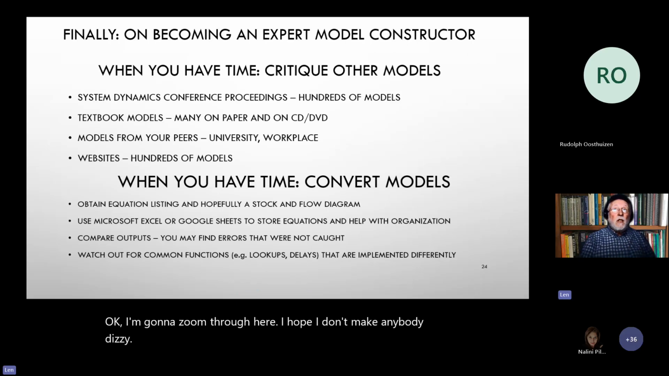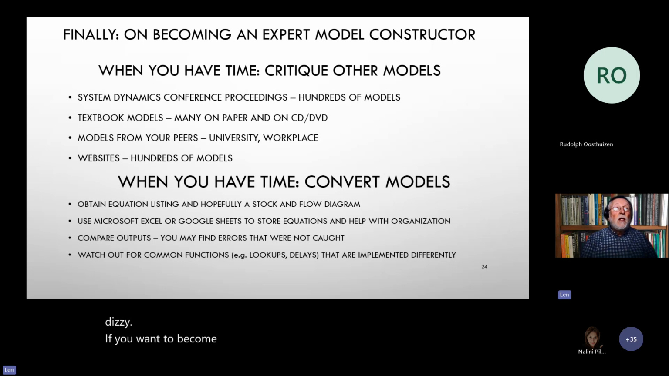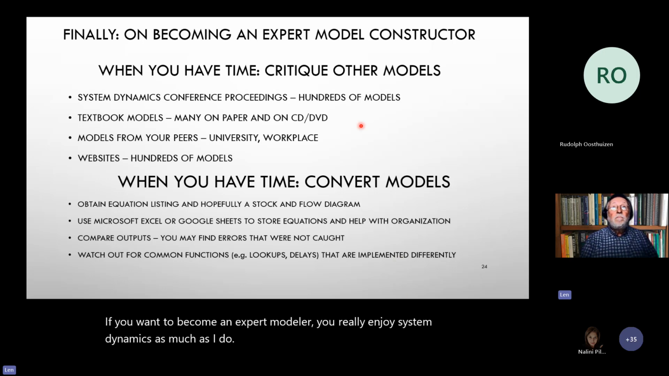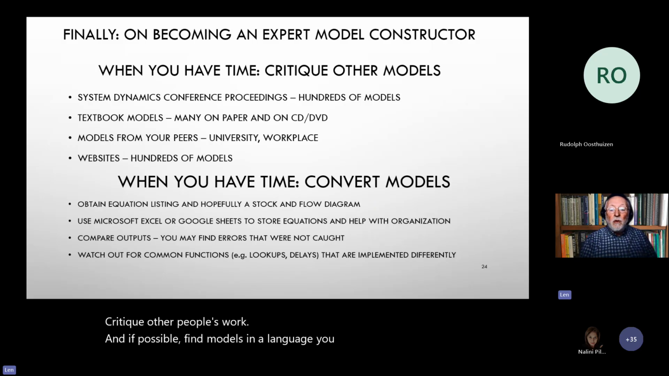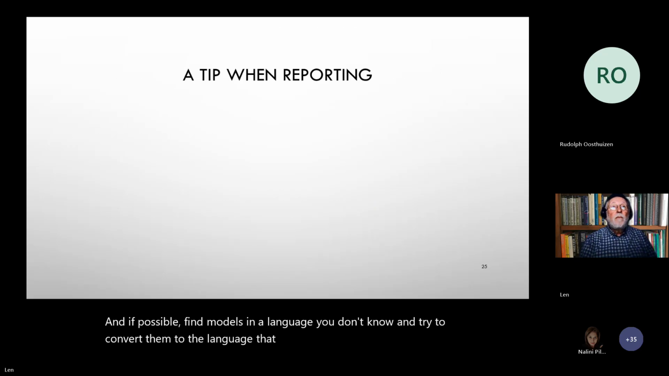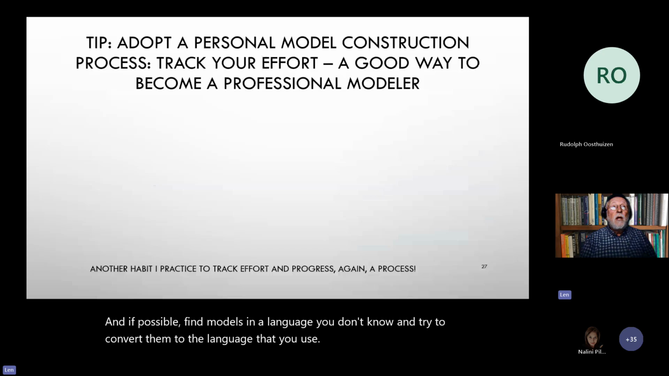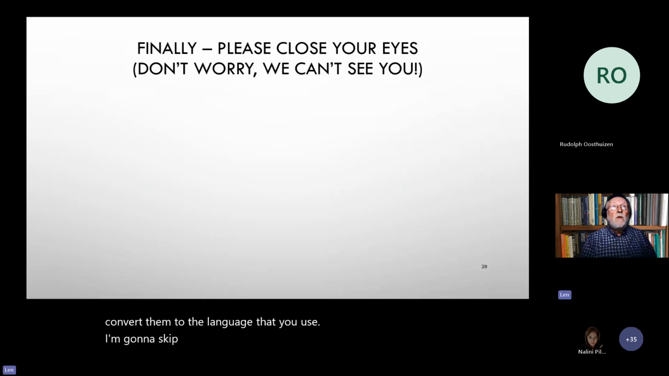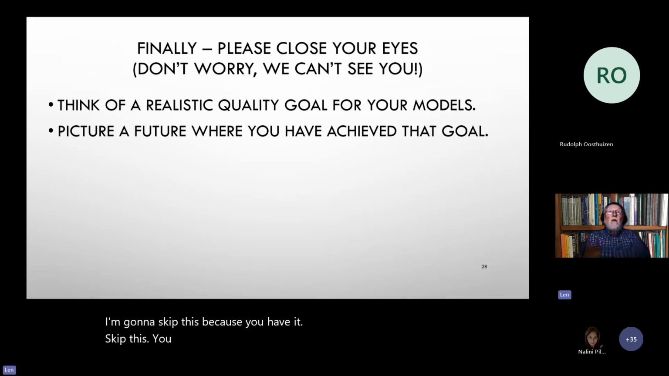If you want to become an expert modeler, if you really enjoy system dynamics as much as I do, critique other people's work, and, if possible, find models in a language you don't know and try to convert them to the language that you use. I'm going to skip this because you have it. Skip this, you have it. I'd like you to do this, though.